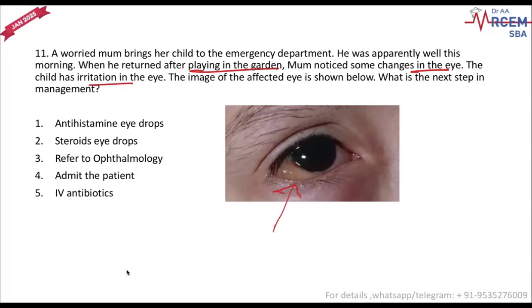First, what are you seeing in the image? You're seeing a chemosis. Chemosis is when the conjunctiva is swollen and it is red in color. It is seen mainly because of conjunctivitis. This patient is having conjunctivitis.